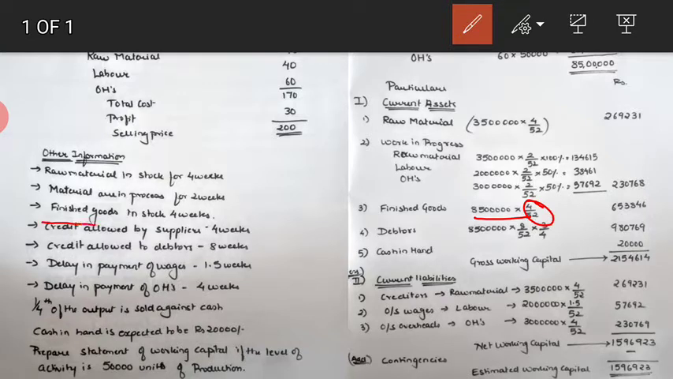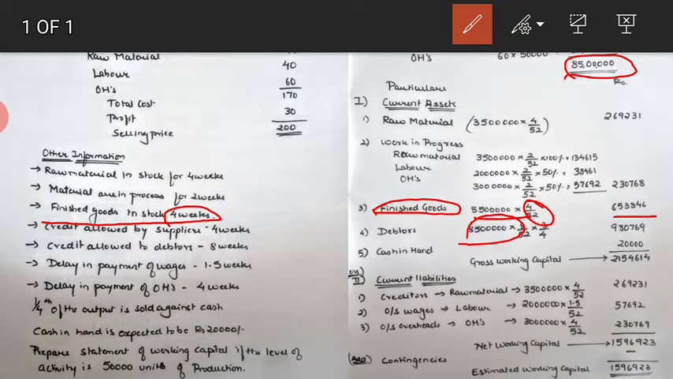Why 4? Because finished goods are in stock for 4 weeks. So 85 lakhs into 4 divided by 52 gives us 6,53,846. I hope you're clear with the calculation of finished goods, where we have to consider the total cost, that is 85 lakhs. Debtors, next is debtors.